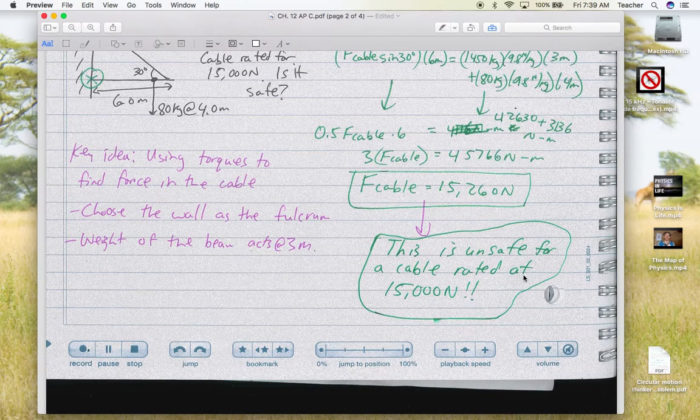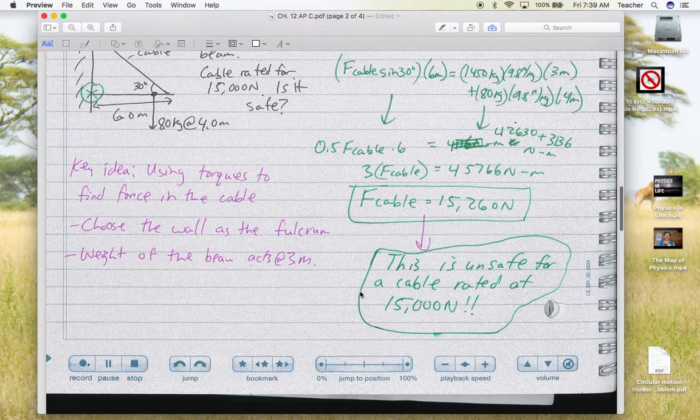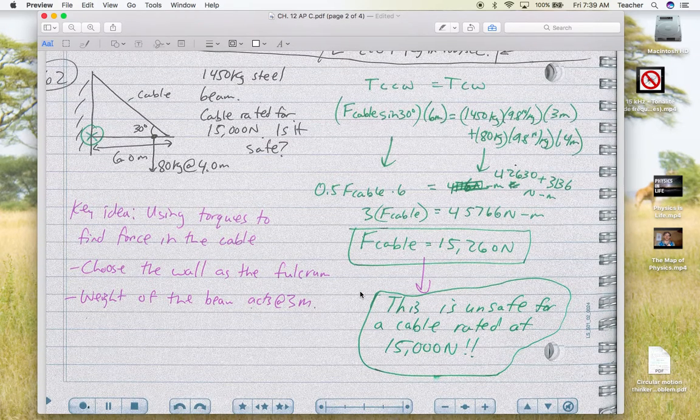That is greater than the rated strength of the cable. So that person sitting there should feel unsafe and certainly should not go out further. Goes in a little bit, wouldn't be so bad. So these are the key ideas in terms of what we're doing.